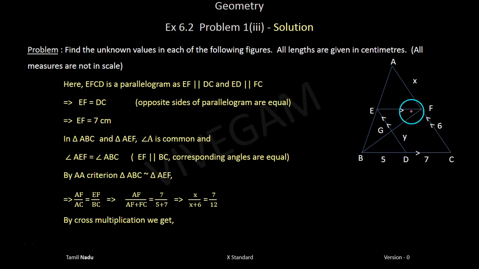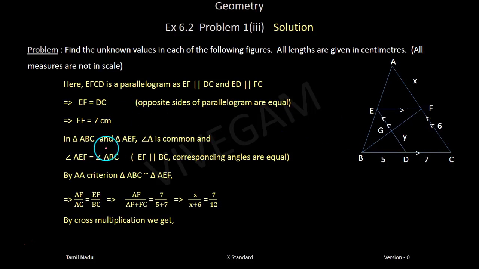Right, now the solution. So first step is to calculate EF. We know EFCD is a parallelogram. EF is parallel to DC and ED is parallel to FC. In a parallelogram opposite sides are equal, which means EF equals DC, or EF equals 7 centimeter. So that is what is given in all these steps.